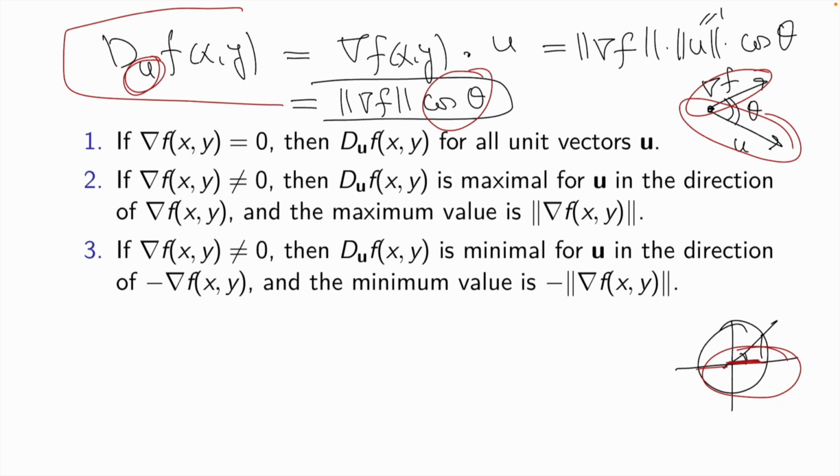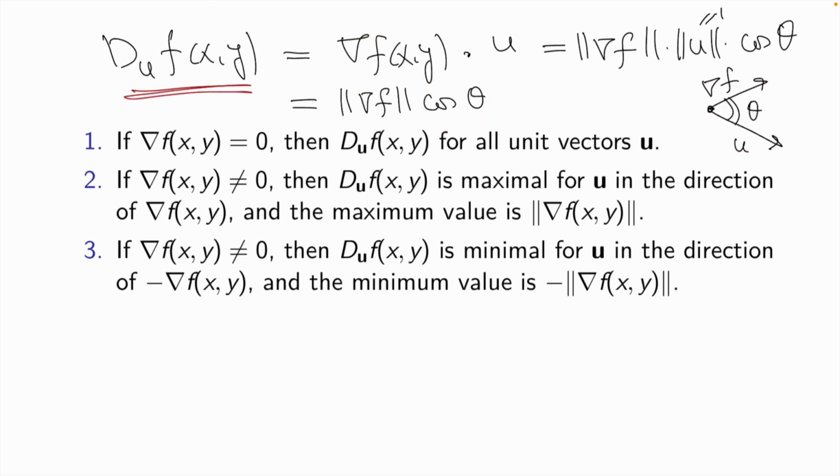Observing all these things, we can state some properties of the gradient. For instance, if the gradient happens to be 0, we are doing the dot product with a multiplication by 0, so the directional derivative is going to be 0, no matter what u is. That means that if the gradient is 0, the directional derivative is equal to 0 for all directions u.